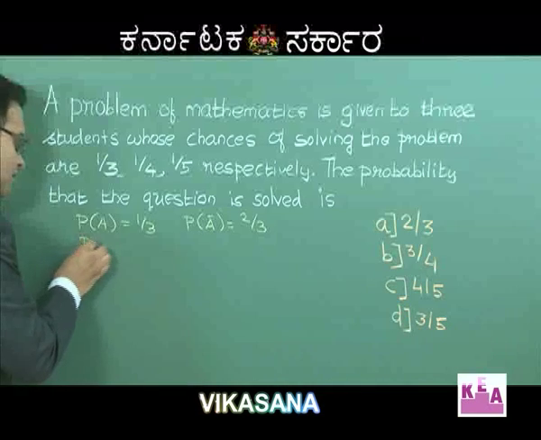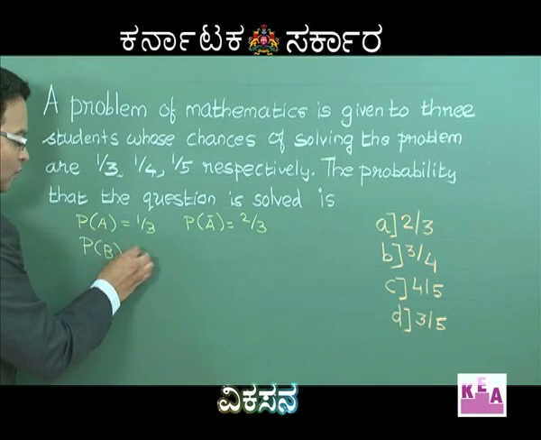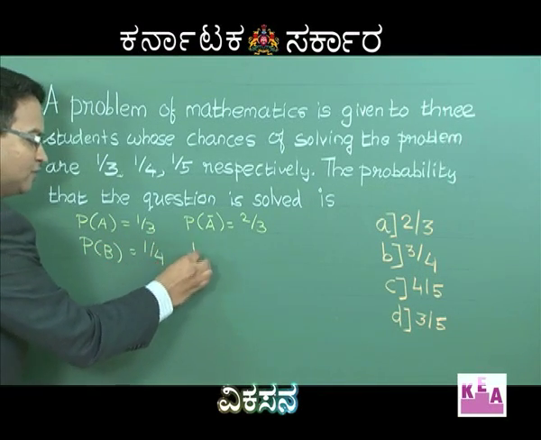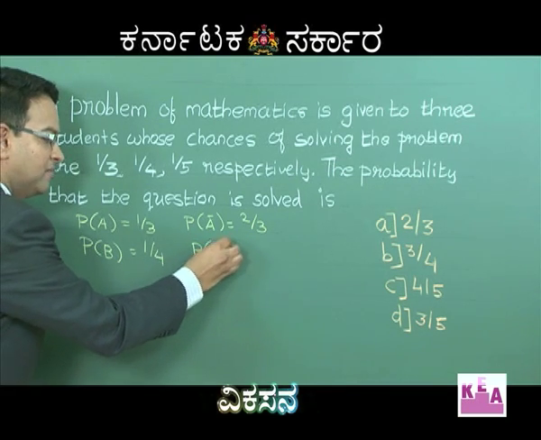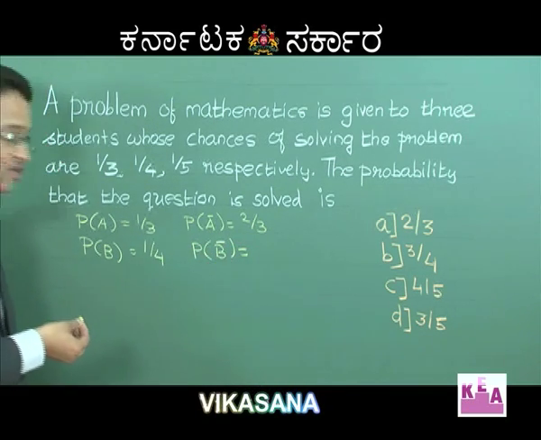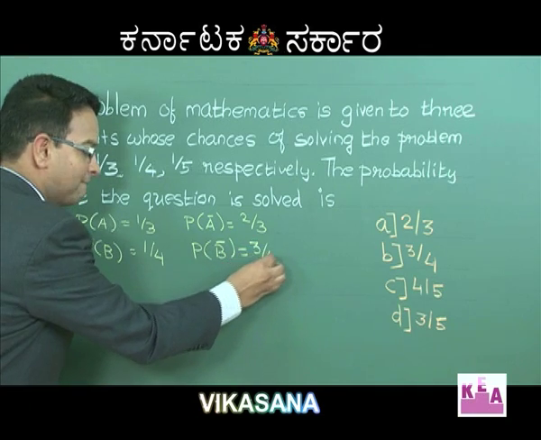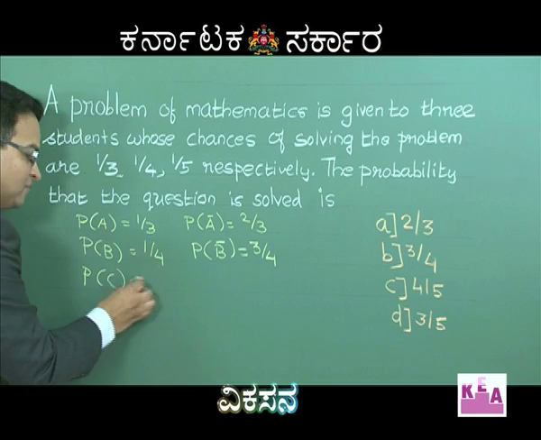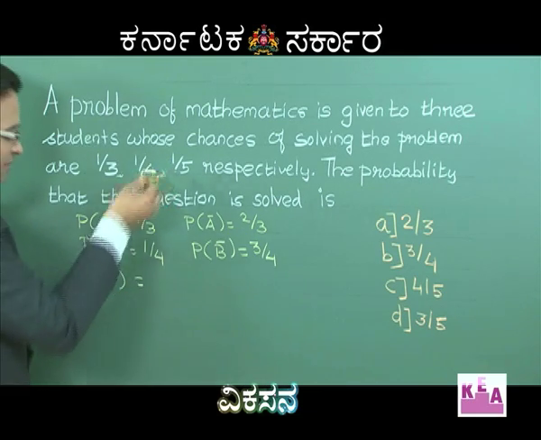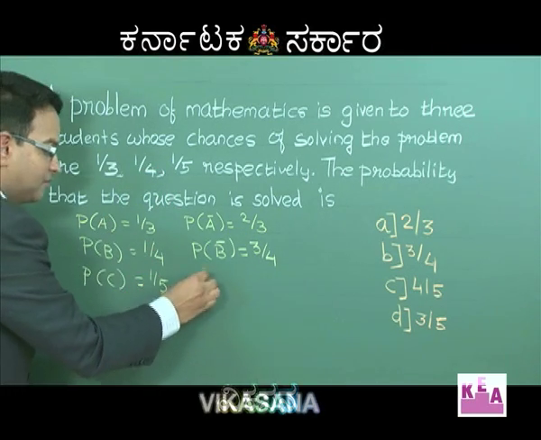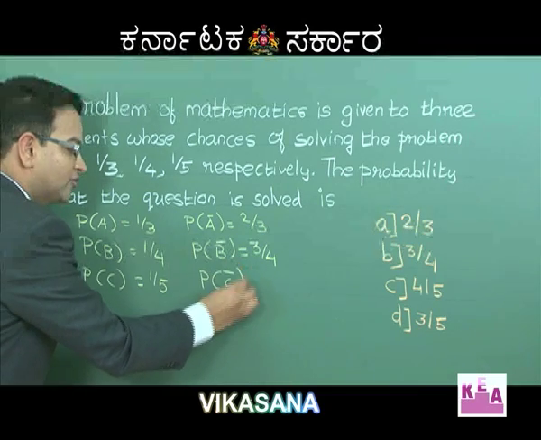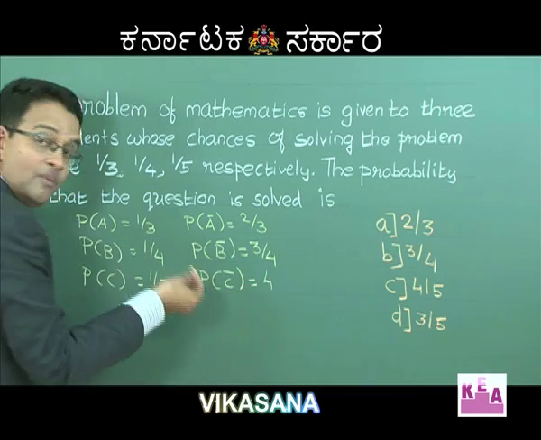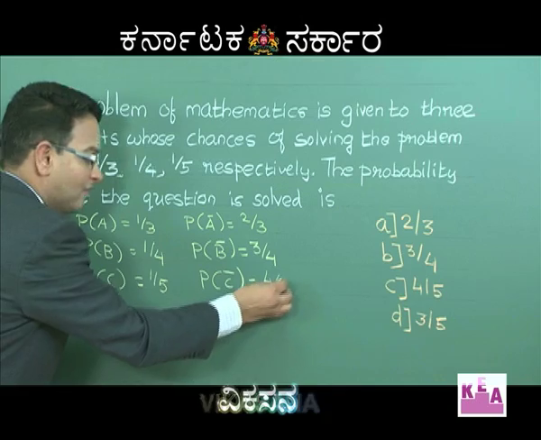Similarly, P of B is given to be 1 upon 4. That would naturally mean P of B bar is going to be 1 minus 1 by 4, which is 3 by 4. And probability that C solves the problem is 1 by 5. That means probability that C does not solve the problem is 1 minus 1 by 5, which is 4 by 5.